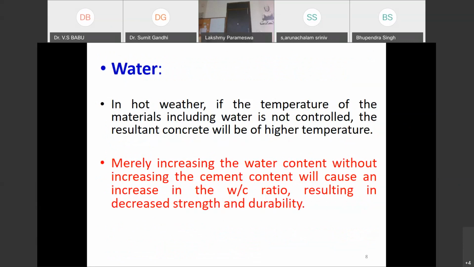Next, water. In hot weather, if the temperature of the materials, including water, is not controlled, the resulting fresh concrete will be of high temperature. Only increasing the water content without increasing the cement content will cause an increase in the water cement ratio, resulting in decreased strength and durability. Water content alone can't be increased without increasing the cement content. Otherwise, what happens? The water cement ratio will increase. If you keep increasing the water cement ratio, obviously strength and durability problems will arise in the later stages.